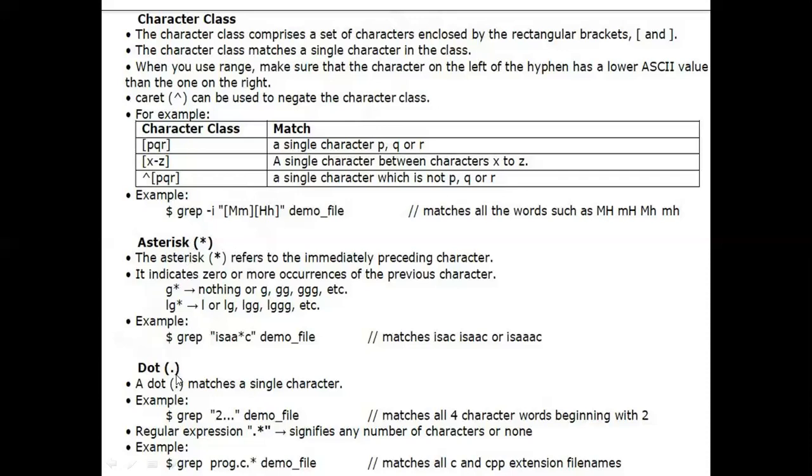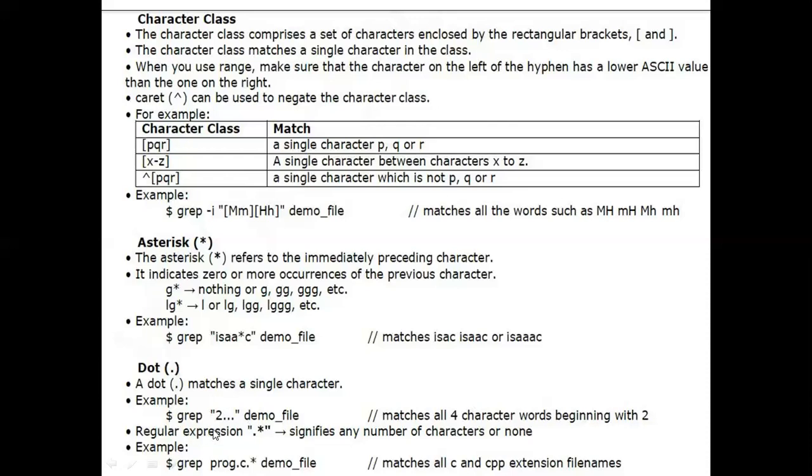Okay. Next we shall try to see the dot. Your dot will match a single character. It will match only a single character, not like this. Here you are matching zero or more occurrences, whereas in case of dot, it will match only a single character. So as you can see in this particular example, grep 2 dot dot dot. That means you are trying to match three other characters, but the first character that should get matched is 2. So it will match all four character words which begin with 2. So it will search in this particular file called demo file. Then it will match all the four character words where the first character is 2. This is how the matching will take place.